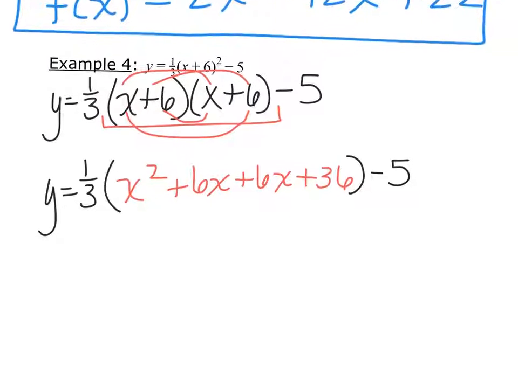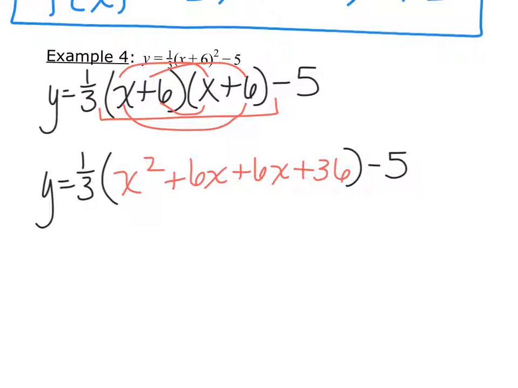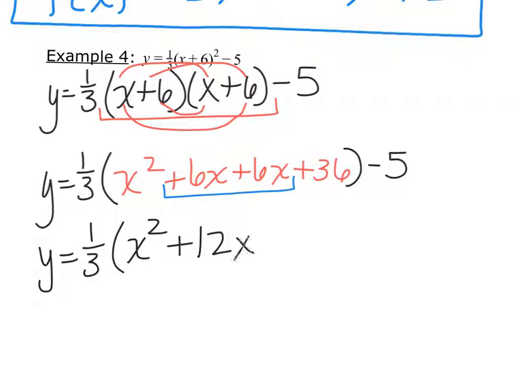All right, so next, I'm going to combine my like terms. 6x plus 6x is 12x. Wouldn't it be squared? No, that's if you multiply. We're adding. Plus 36 minus 5.